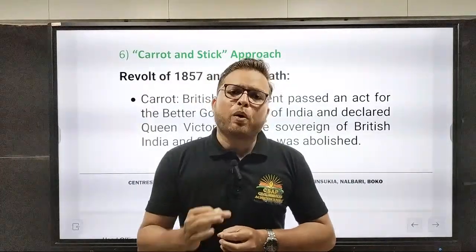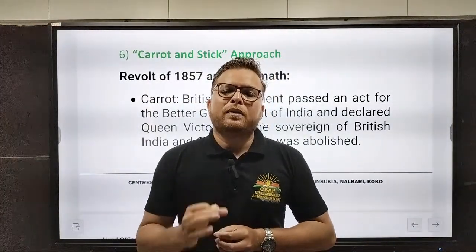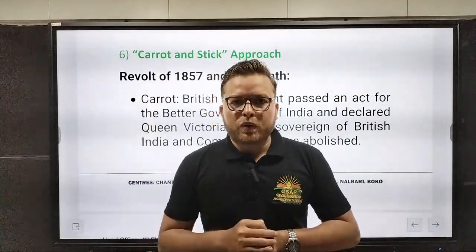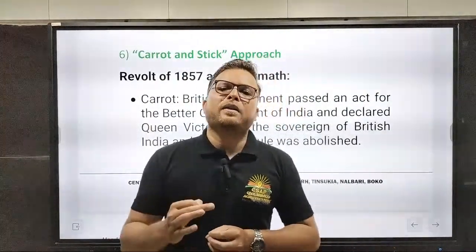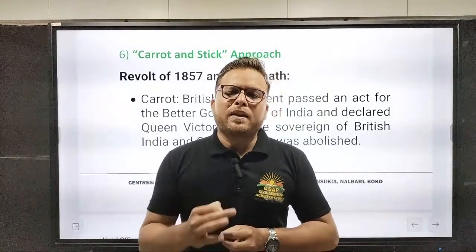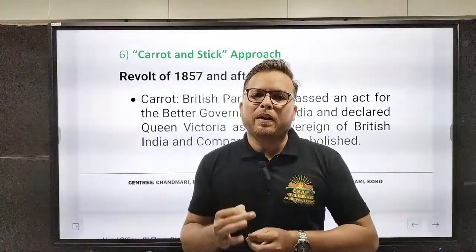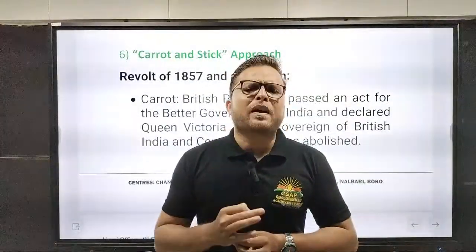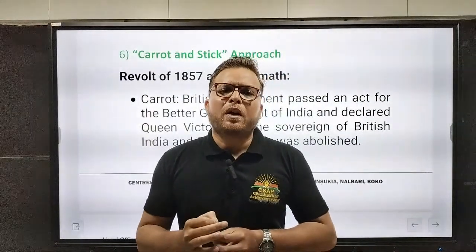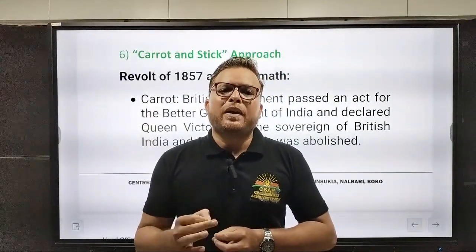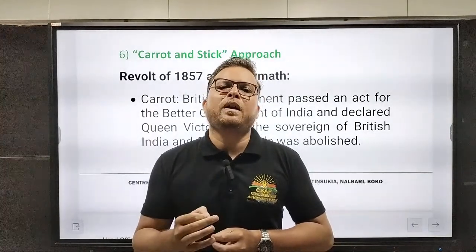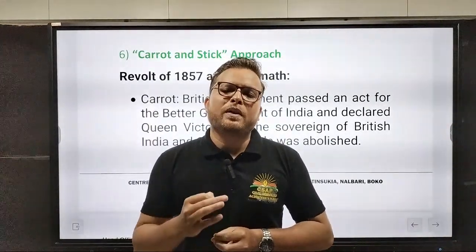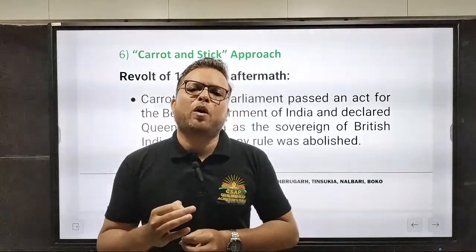The stick approach in this case was the Rowlatt Committee. The Britishers appointed a Rowlatt Committee, a committee under Justice Rowlatt. And this committee was appointed by the British to do what? To investigate and to study the revolutionary activities which were growing mainly in two provinces of India. Those two provinces were Bengal and Punjab.